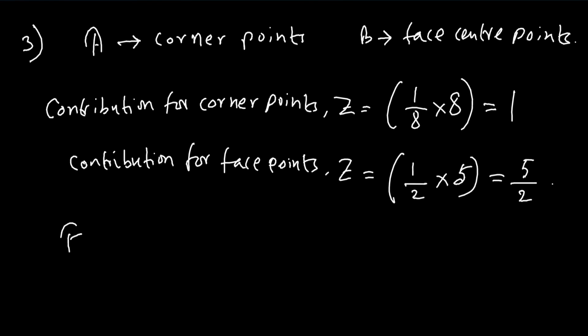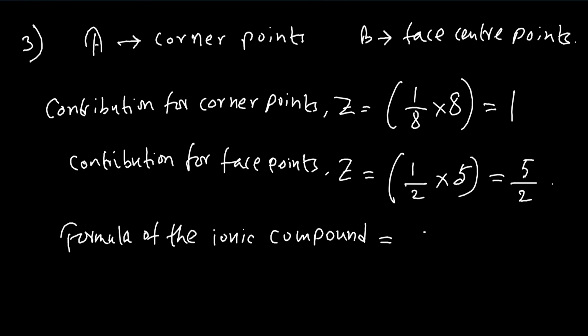So the formula of the ionic compound will be equal to how much? A value is 1, so A, B, 5 by 2. Okay, so we can arrange it in the form of A2B5. And this matches with option D. So option D will be the correct answer.